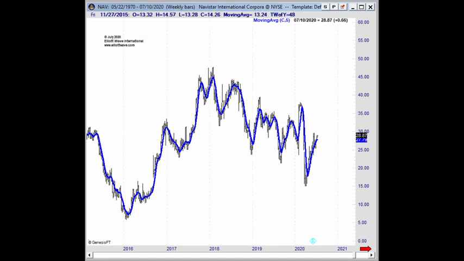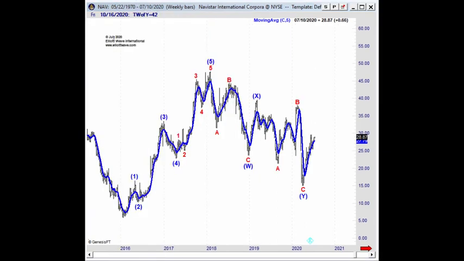So now we can begin to say, okay, hey, maybe 1, 2, and 3, and 4, and then within this 5th wave move up, a smaller 1, a smaller 2, a smaller 3, a smaller 4, a smaller 5. For example, if we focus on the moving average, the chart becomes much, much easier, I think, to label.